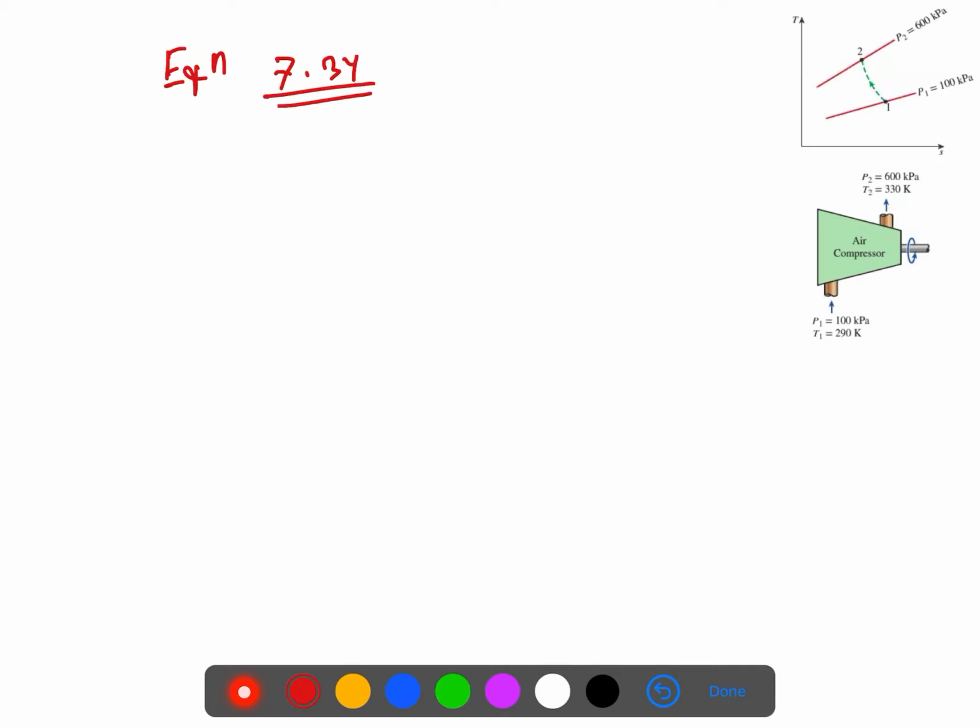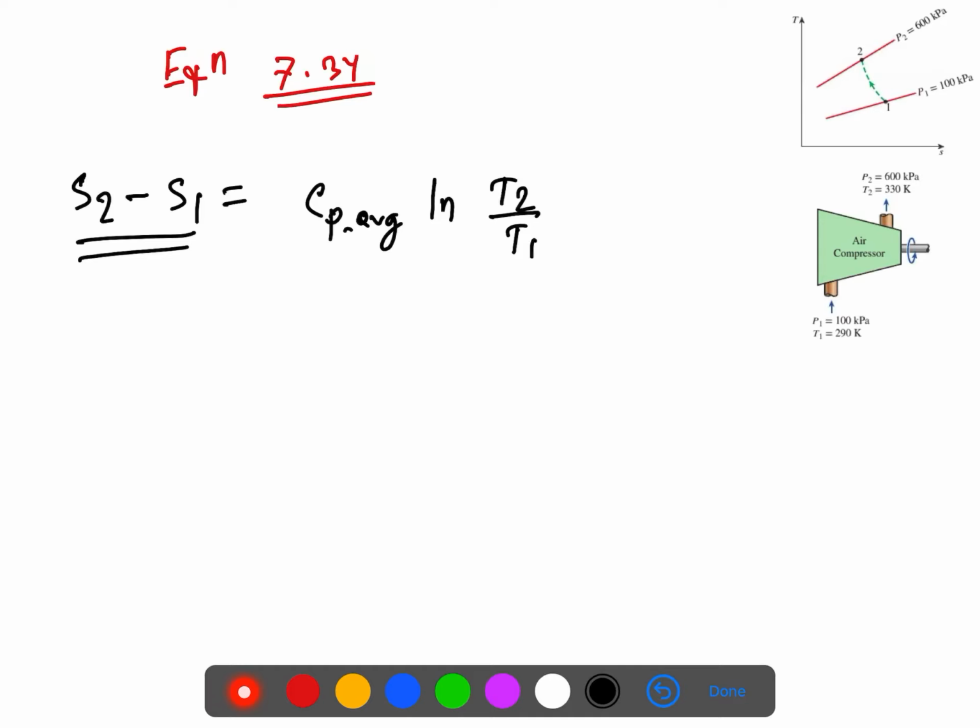So you'll see we will use these two formulas again and again. The first one for properties and the second one when we need the specific heats. So the formula you can see, it is S2 minus S1. That is actually the entropy change, you can say delta S. So it is Cp average, that means the average specific heat, ln T2 over T1 minus R ln P2 over P1. This is actually the formula, guys. You do not need to know how to derive it, but if you know this formula, then you can solve any problem.